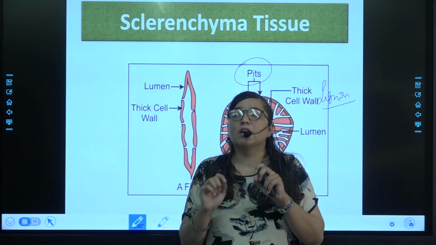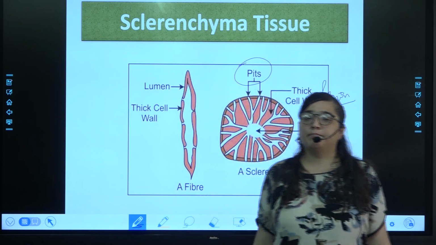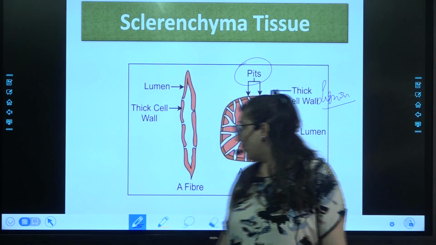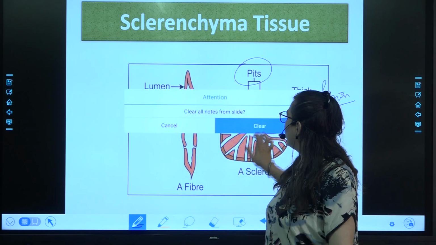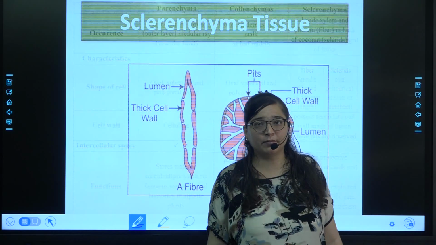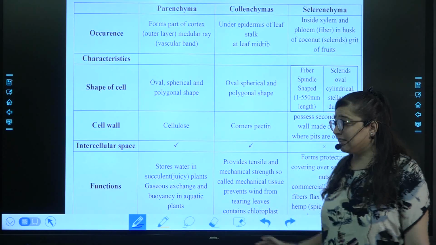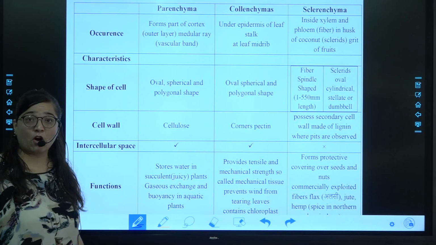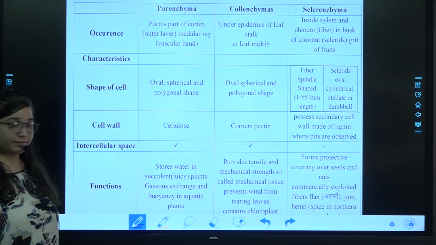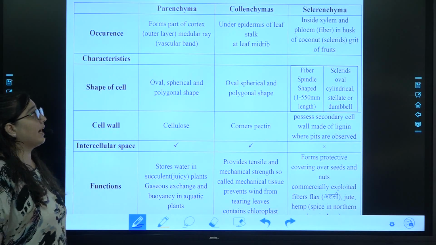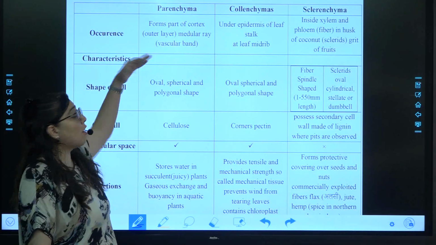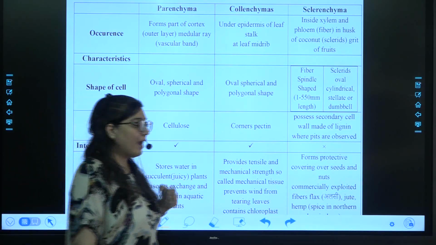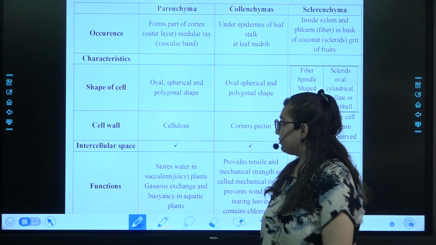Now we'll have an overlook at the whole part that we did right now: parenchyma, collenchyma and sclerenchyma in the form of a table. So here it is, the whole table. This is the part that you have to learn and you have to mug up. And all the things that are there in your book have been included over here. First thing, parenchyma, where it is present. It is forming the outer layer. These are the things by which you have to learn, and almost all the points will be covered.